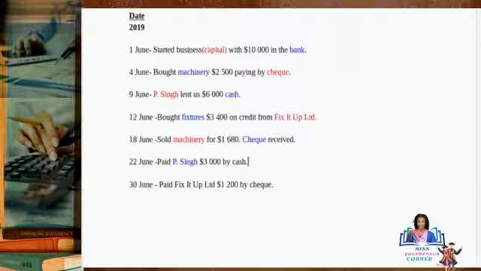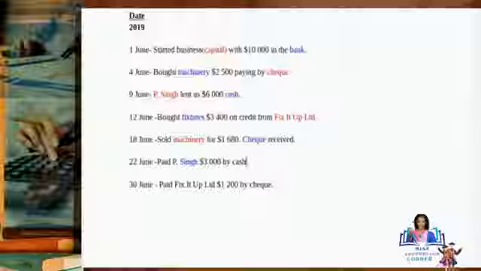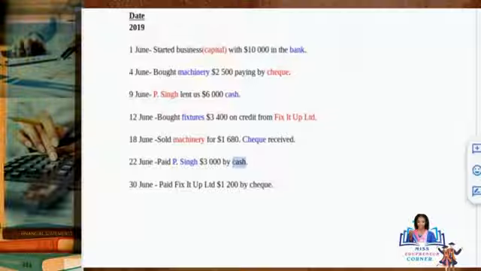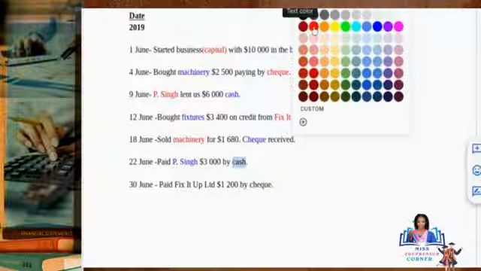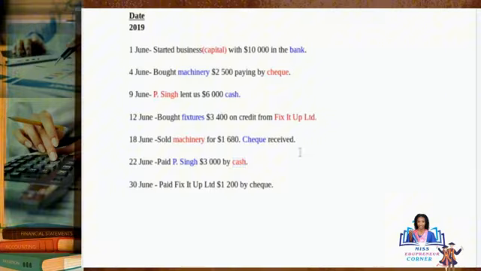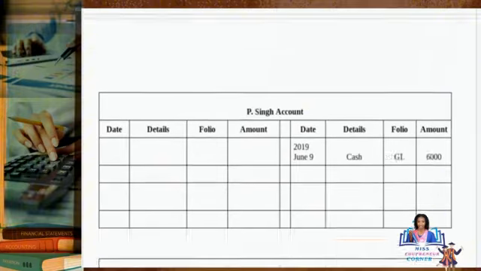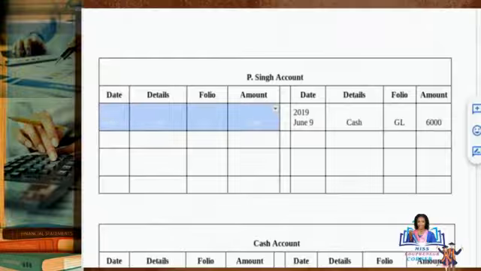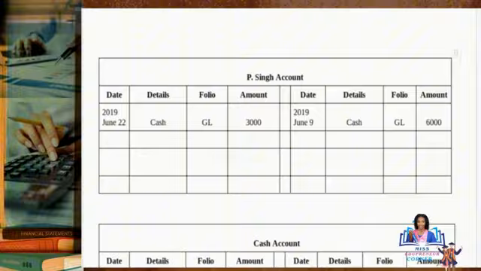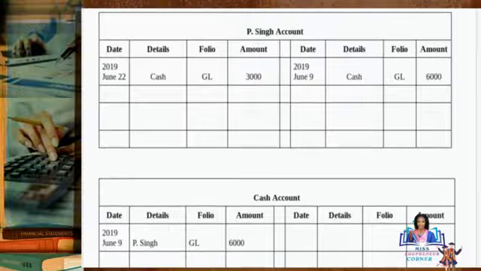So she would have used cash to pay this liability, pay off this liability. Cash is an asset. Cash would be going down in this case, and as asset decreases, you have to credit. So we're going to credit her cash account. So we put this in red. So we debit P. Singh and we credit her cash account.